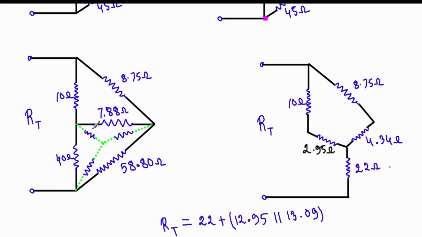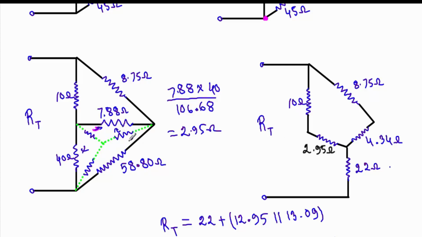If I want to calculate this resistance, I will multiply two adjacent resistors. At first add up 40 plus 7.88 plus 58.80. Now I want to calculate the resistance at this position. I will multiply two adjacents, 7.88 into 40, and divide this multiplication with the sum of 47.88 and 58.80, which equals 106.68. Then we will get a value of 2.95 ohm.